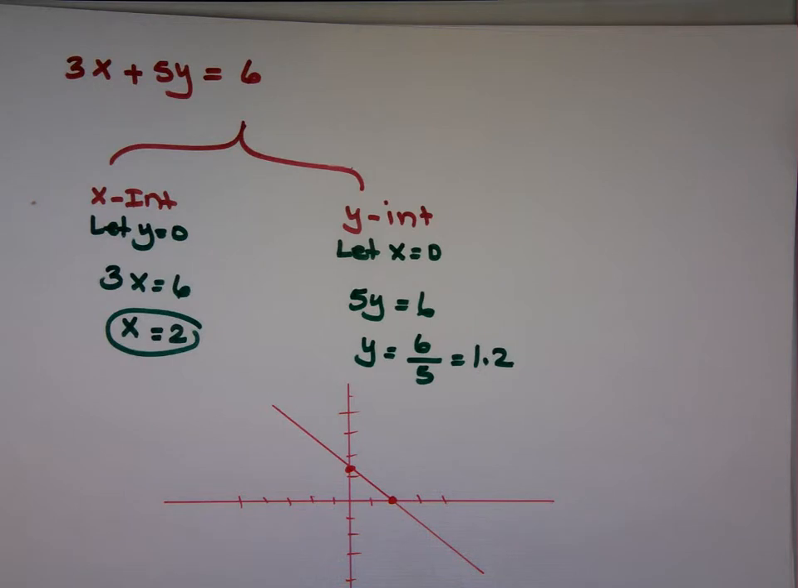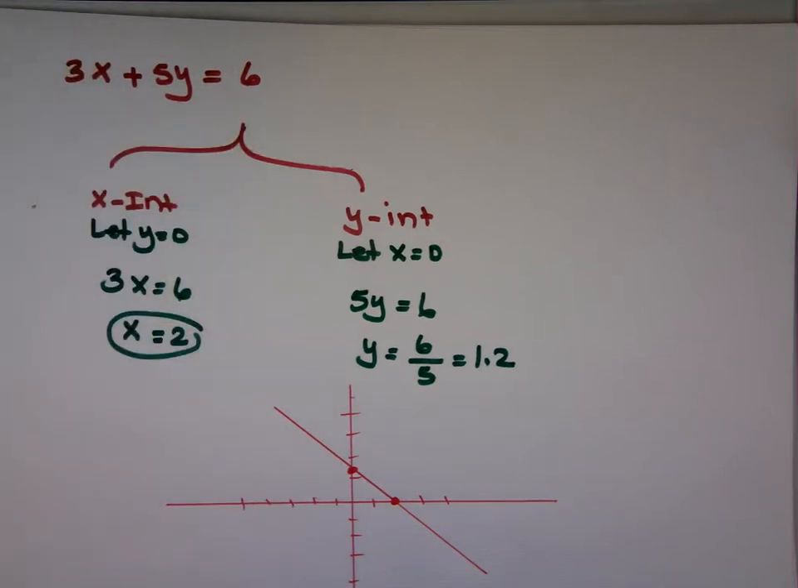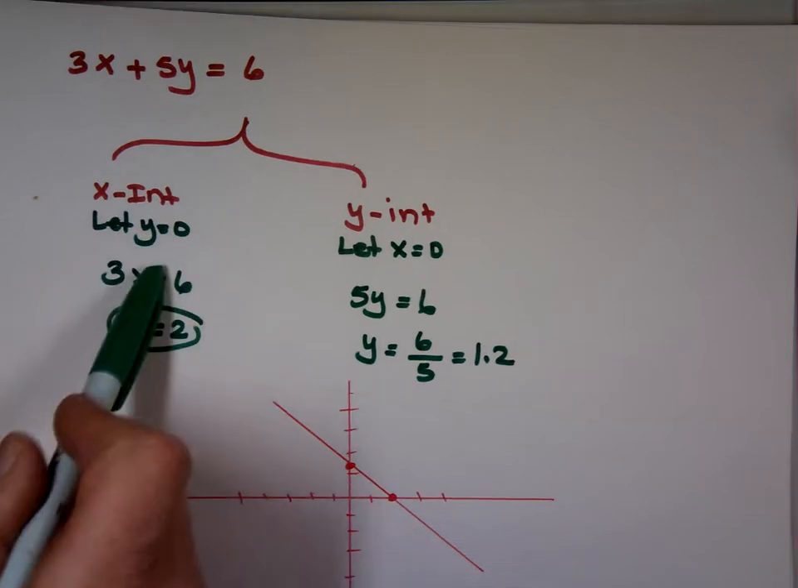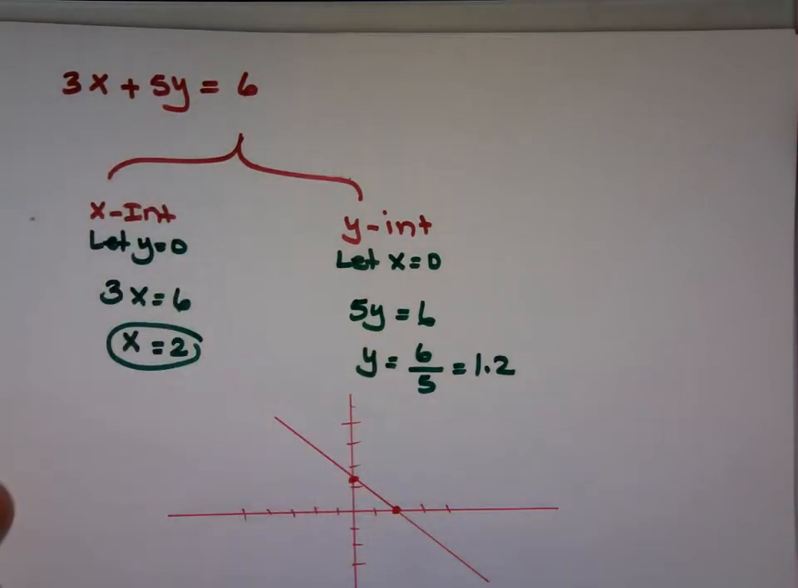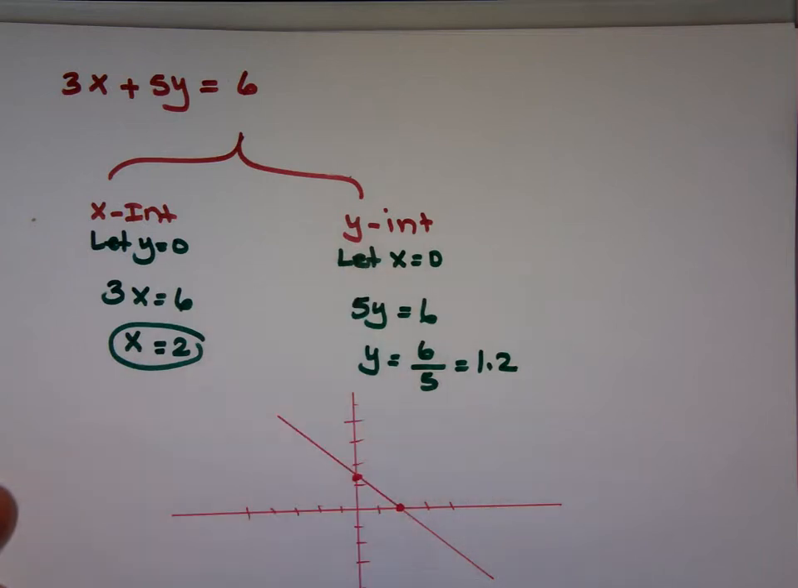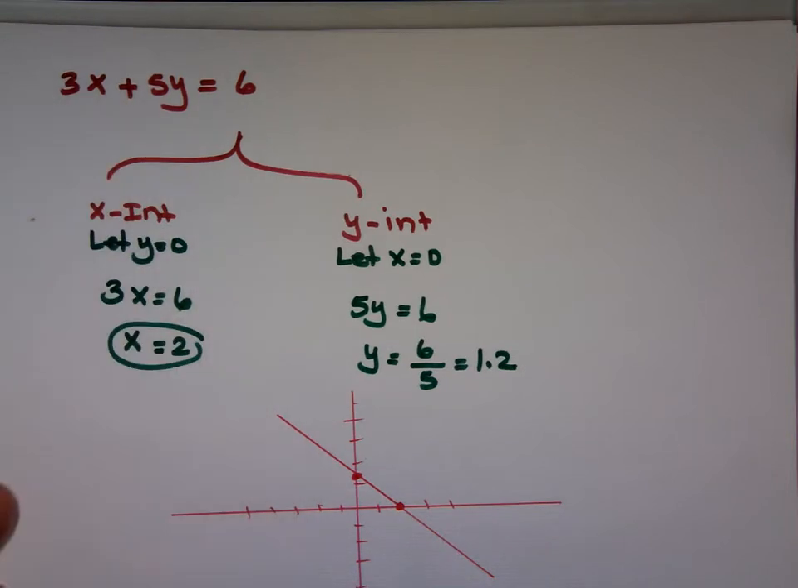I said to you before, I am a fan of this method when I have x and y on the same side, like this problem. I find the x-intercept, I find the y-intercept, and we connect the 2 points. And again, to find the x-intercept, you let y be 0. Once you let y be 0, this whole term is gone. 3x equals 6, x equals 2. To find the y-intercept, you let x be 0. This whole thing is gone. 5y equals 6, y equals 1.2, and you connect them.